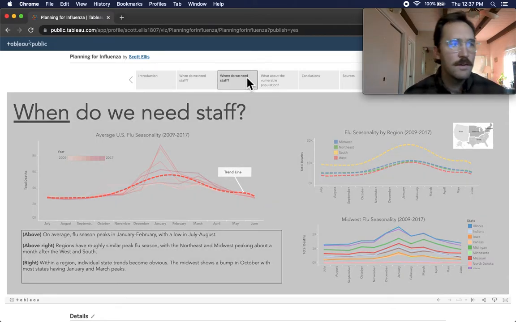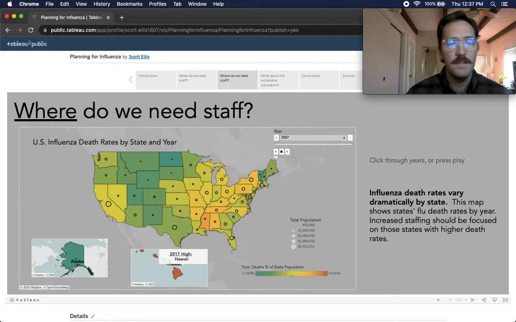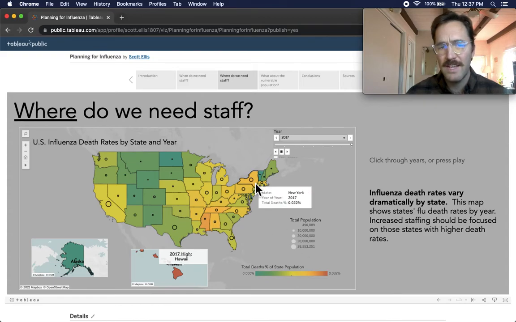On to where. Equally important as when to send out staff is where to send them. Flu severity not only changes significantly with time, but is drastically different between states. So this map is showing the total death percentage of the state population, which for the rest of the presentation we'll be calling the death rate from the flu. And in this map, the size of the circles represents the total population of the state.